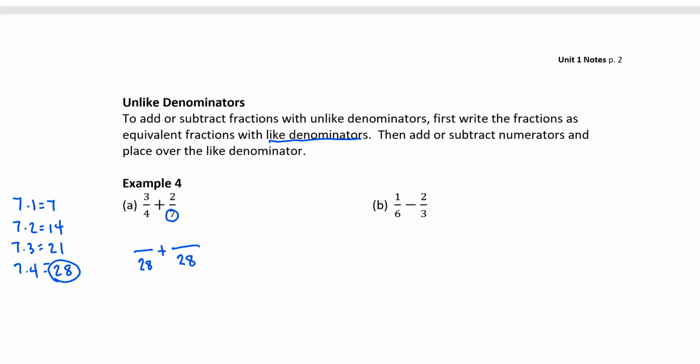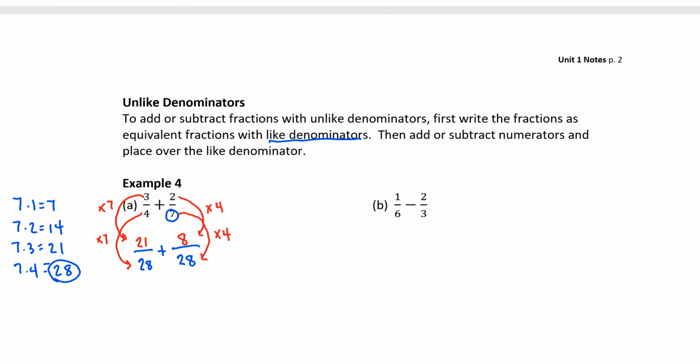Now, if we make a change in the denominator, we also have to update the numerator. So notice from here to here, we multiplied by 7. We're going to do the same thing to that numerator, and 3 times 7 gives us a new numerator of 21. On the second fraction, we're going to do the same thing. What did we multiply 7 by to get 28? Looks like we multiplied by 4. Do the same thing for the numerator, and we have 8/28.